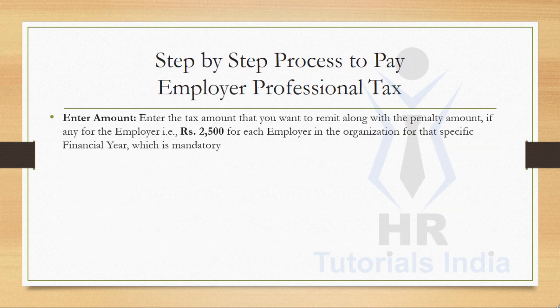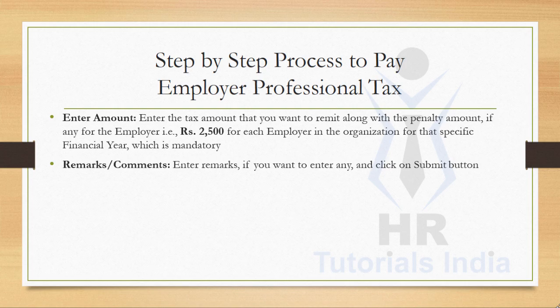Enter amount. Enter the amount that you want to remit along with the penalty amount, if any, for the employer, that is 2,500 for each employer in the organization for the specific financial year, which is mandatory. Remarks and comments. Enter remarks if you want to enter any and click on submit button.